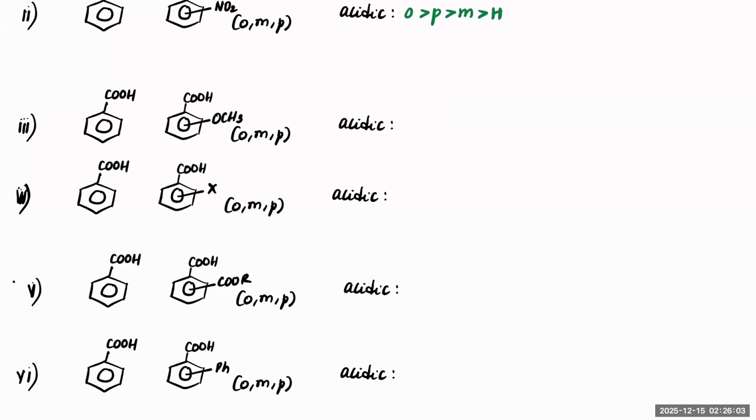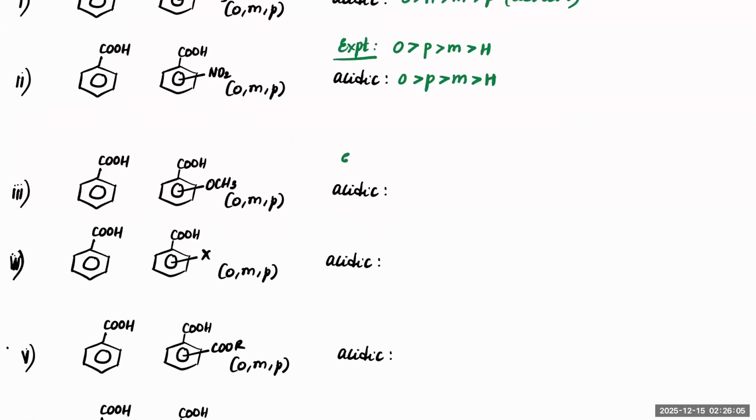Third case, if you have OCH3. In case of OCH3, the expected value will be: OCH3 dominates with plus M on ortho position and same at para position. So only withdrawing power is at meta. So meta, then comes ortho, then comes para, then comes hydrogen. Sorry, these are donating. Meta, hydrogen, ortho, and para. This is what is expected.